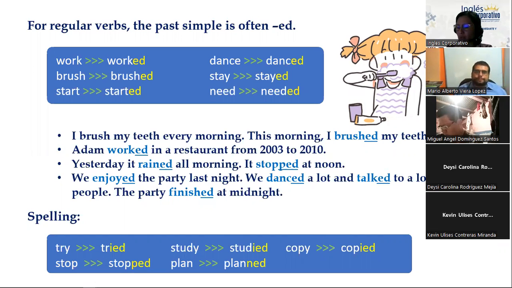Very good, right? So let's see. The first one was very good, but that brushed. Okay, the second one, worked. Rained, stopped, right? Enjoyed, danced, talked, finished, right? So very good job on that. Very good job with the pronunciation of verbs in past, okay?